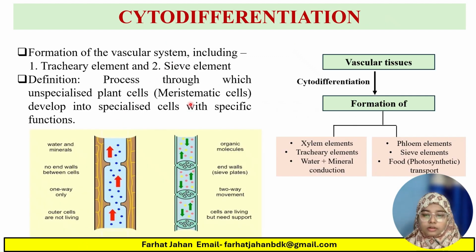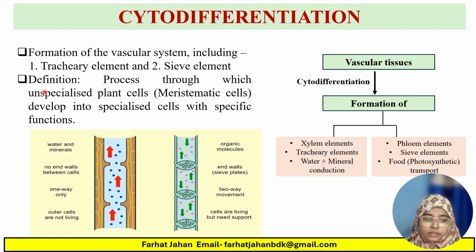So let's come to our topic, that is cytodifferentiation. Cytodifferentiation is the process by which simple unspecialized cells become specialized for specific functions. In plants, this leads to the formation of complex tissues like xylem as well as phloem. Here we can say this is the picture of a xylem and this is the picture of the phloem. The vascular tissue undergoes cytodifferentiation, forming xylem elements and here the phloem elements.